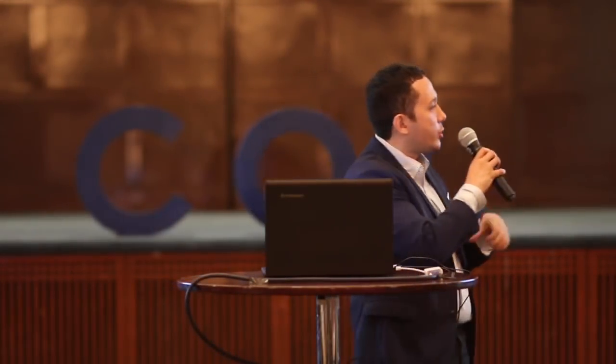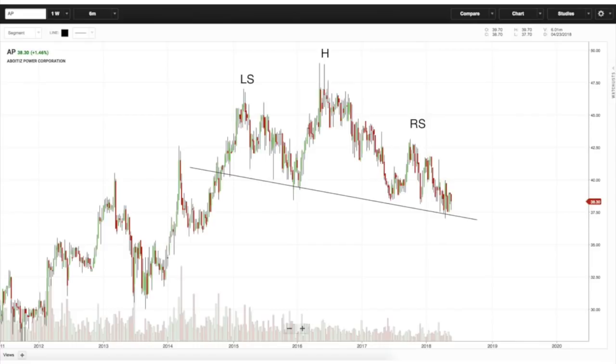So you might want to check out AP for a huge Head and Shoulders pattern, right? So there's a huge Head and Shoulders pattern developing in AP.